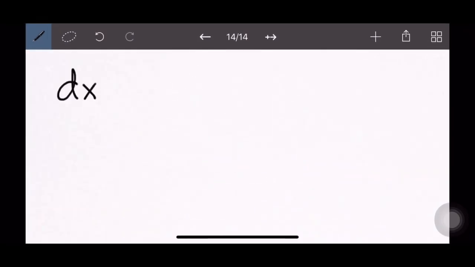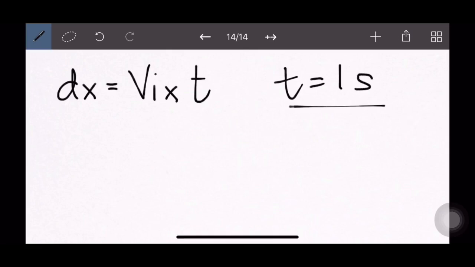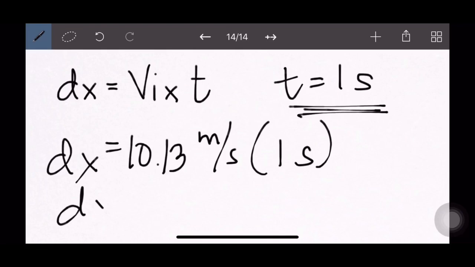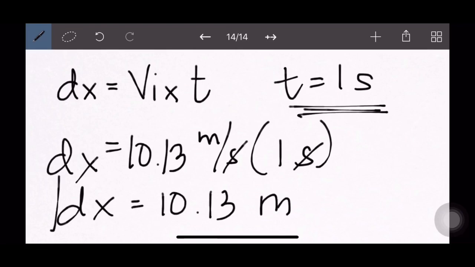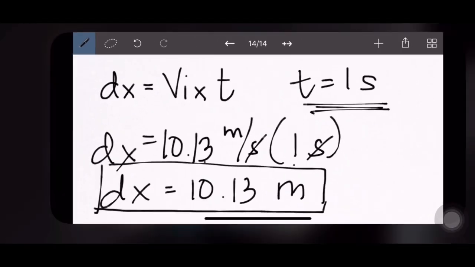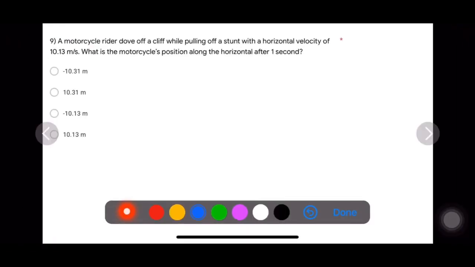So you have dx is equal to, the formula is vix times t. So you're given the time at 1 second. It's given. So vix, that's 10.13 meters per second multiplied by the time at 1 second. So you have the answer 10.13 meters, cancel the seconds. So 10.13 times 1, that's 10.13. Alright, so the answer is 10.13 meters.